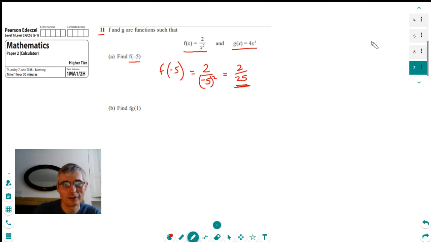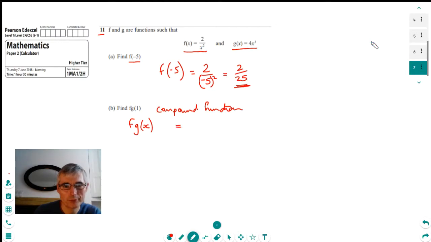So that's part A. If we look at part B, we've got to find what's called a compound or composite function. So we're finding f of g of 1. The first thing to do would be to find f of g of x. So try and get the compound function.